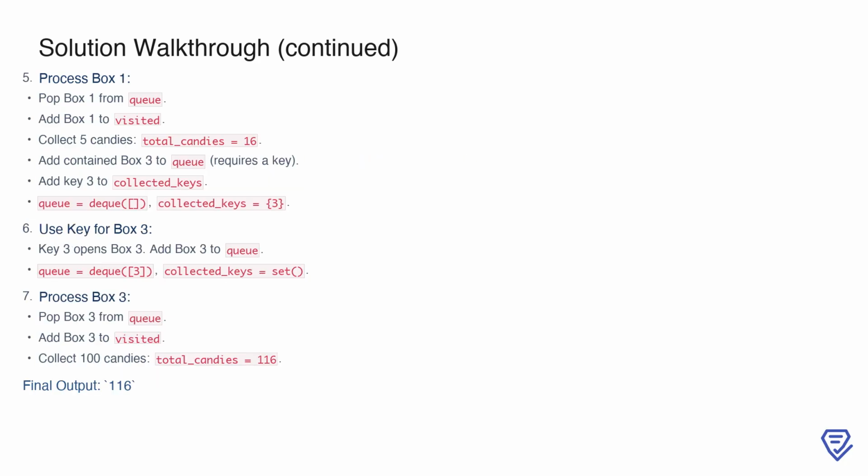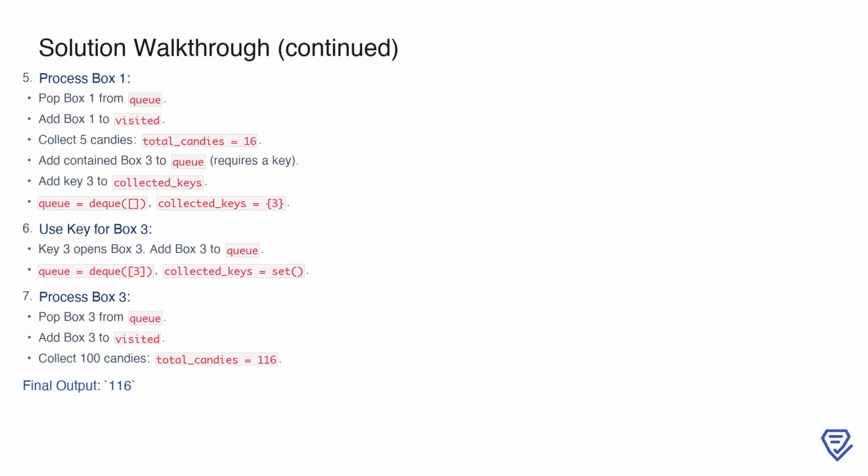Next, we process box 1. It is removed from the queue and marked as visited. Box 1 contains 5 candies, so we add these, updating total_candies to 16. Box 1 also contains box 3, which requires a key, so we add it to the queue. Additionally, box 1 provides key 3, which is stored in collected_keys. At this stage, the queue is empty again, but we have key 3. Using this key, we open box 3 and add it to the queue, clearing collected_keys once more.